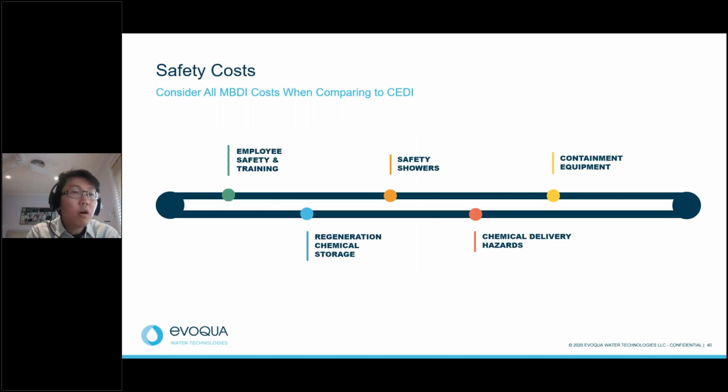So on top of all this mixed bed DI cost, you also have to consider other costs, like employee safety and training, safety showers, containment equipment, and also chemical storage and delivery too. So all these costs have got to be considered.